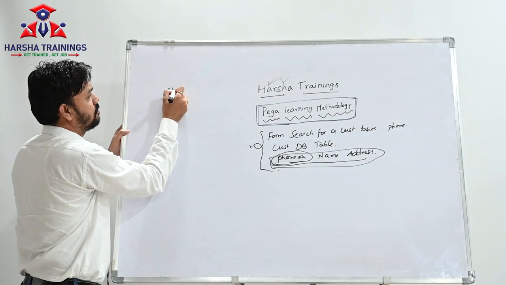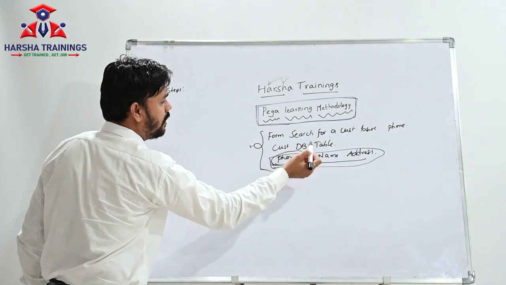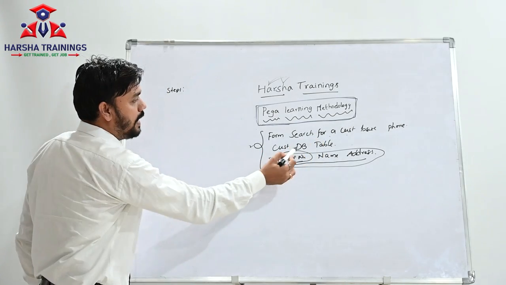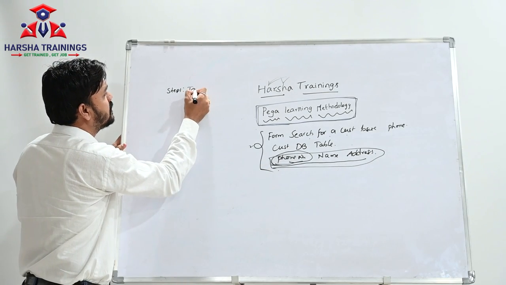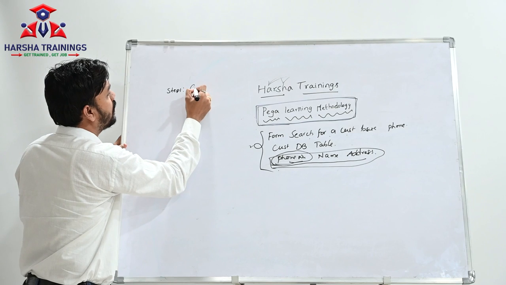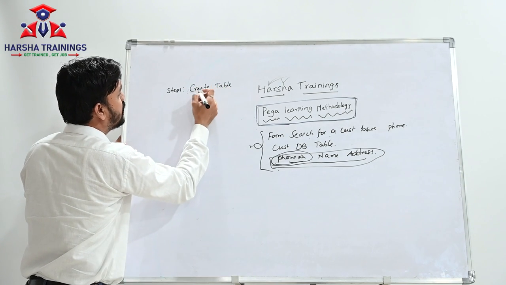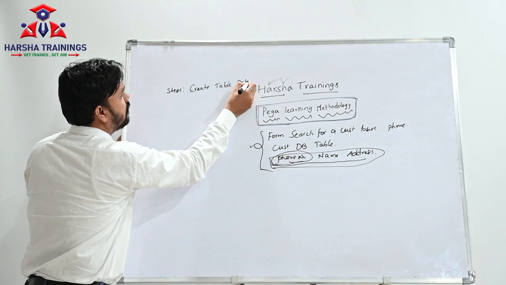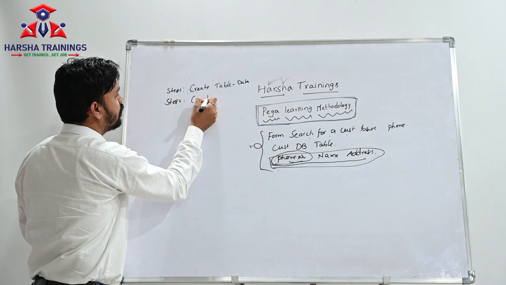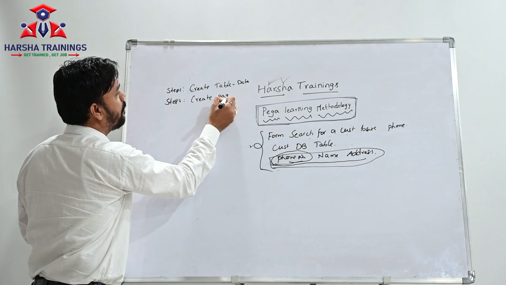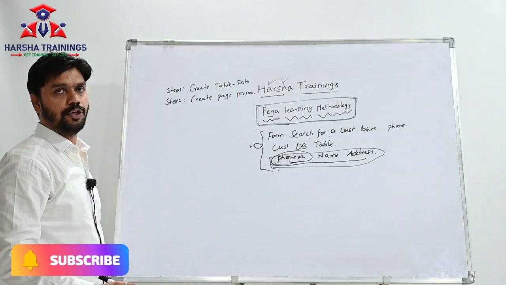First, step one: I should be creating a UI to perform a customer search, and the search should happen on the table, correct? So the table should be there. If the table is not there, then you need to create the table and have some data in the table. First you need to have properties, right? Step two, create page properties, which you can use in the UI.